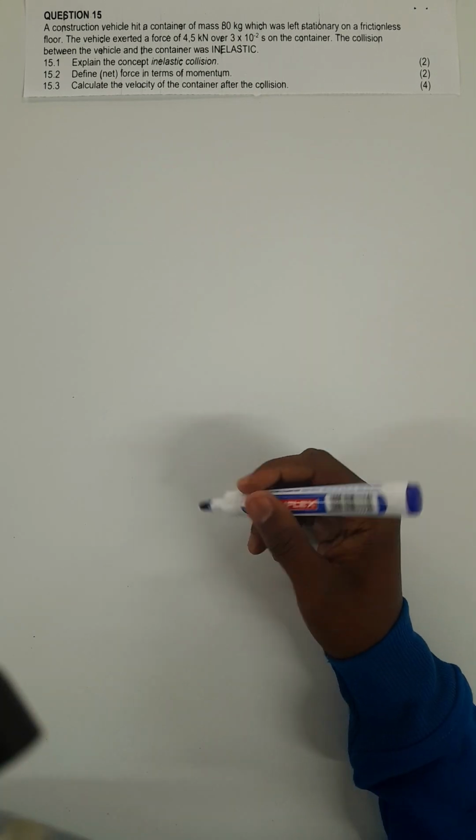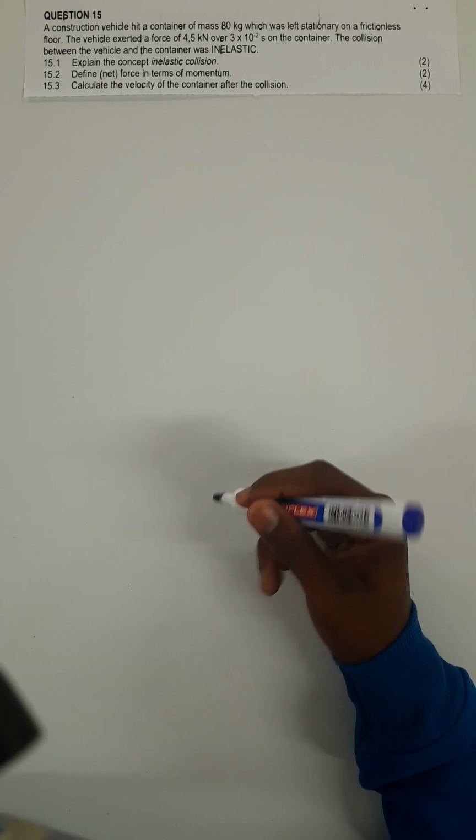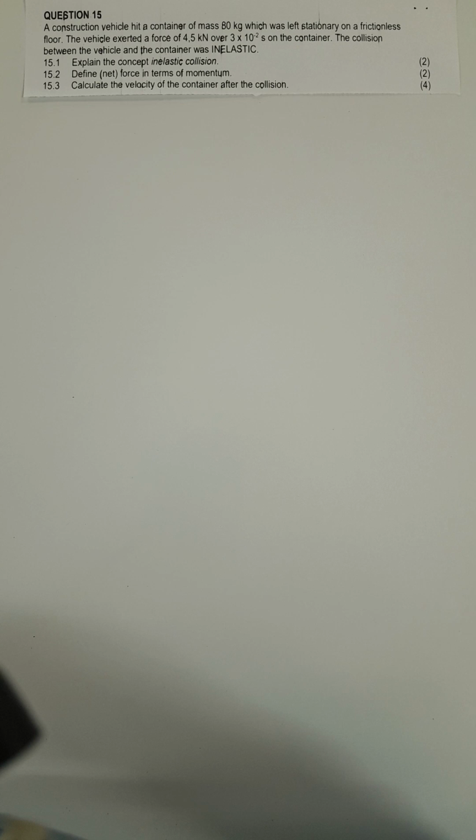Right, a construction vehicle had a container of mass 80 kg, which was left stationary on a frictionless floor. The vehicle exerted a force of 4.5 kilonewtons over 3 times 10 to the power negative 2 seconds on the container. The collision between the vehicle and the container was inelastic. 15.1, explain the concept of an inelastic collision.